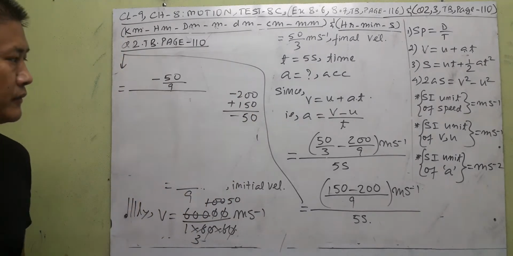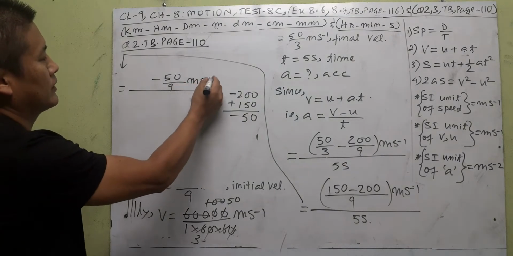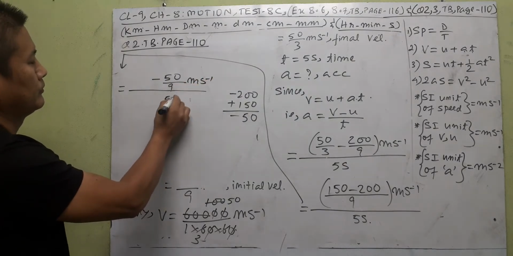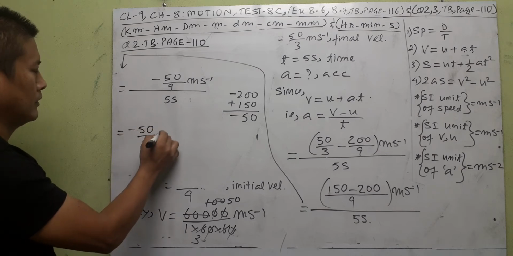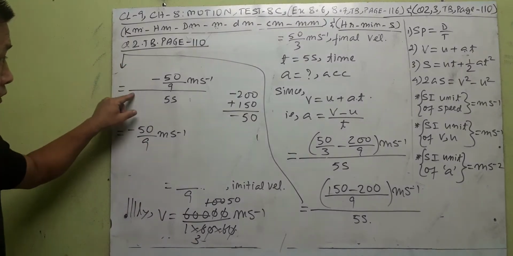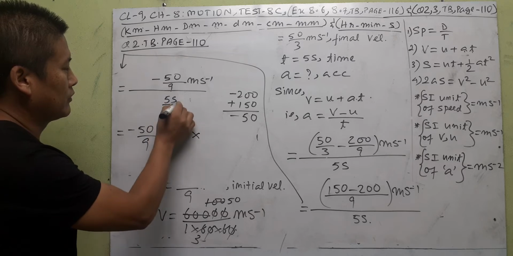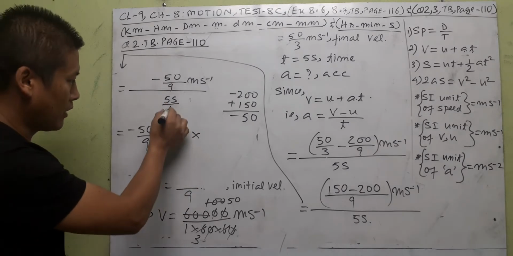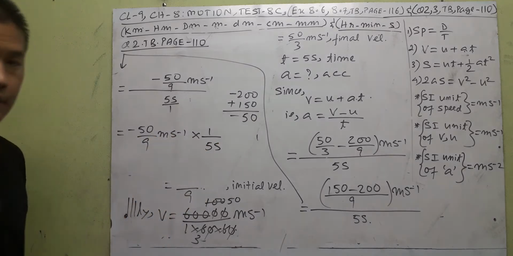That's why we're getting minus 50 by 9 meter per second, and here 5 seconds. So finally minus 50 by 9 meter per second we can write as this part. This long line means divided by. So when we change to multiplication, we know this is by 1, so that down 1 will go up, numerator 5 seconds will come down. So we get that.